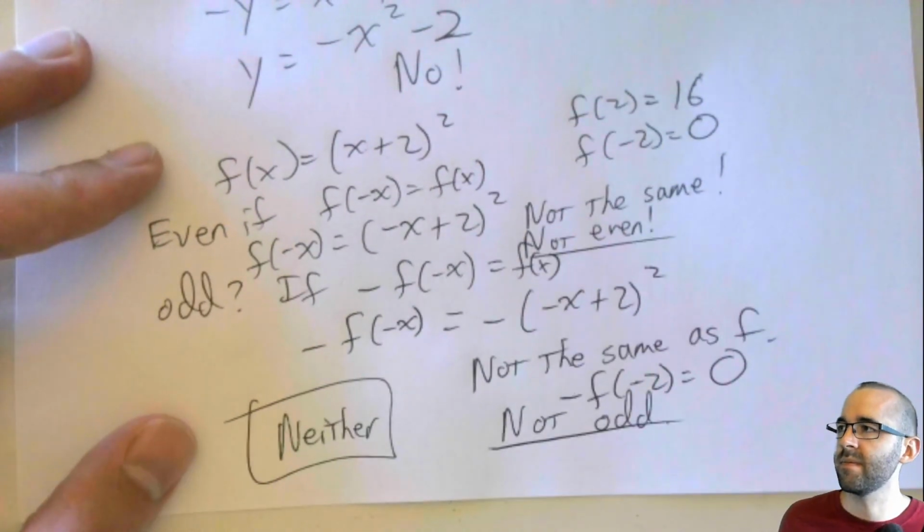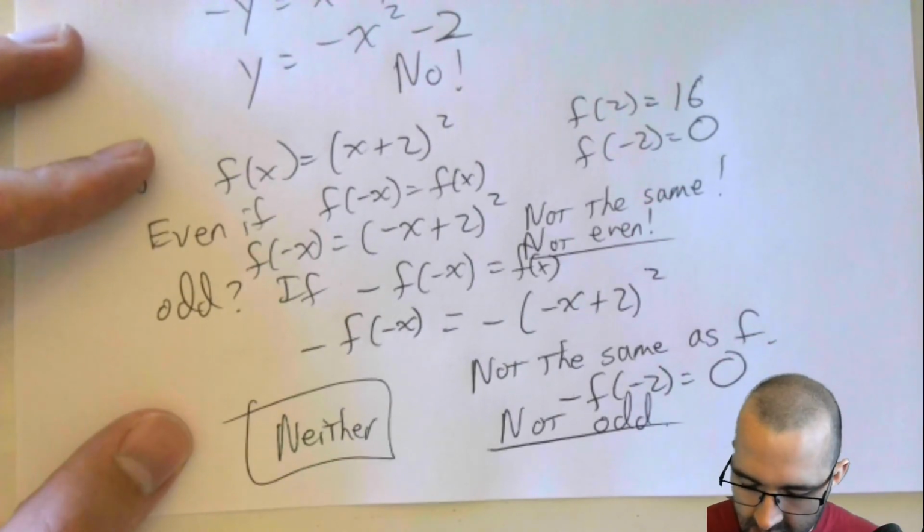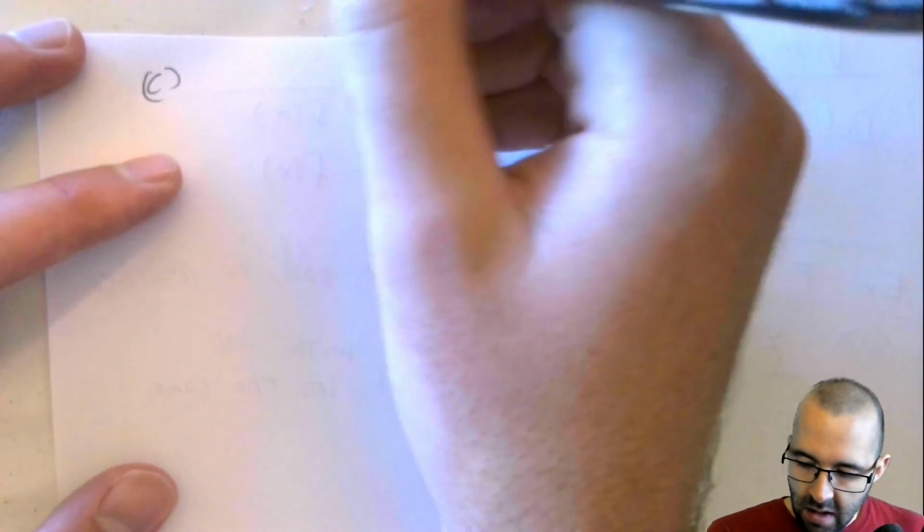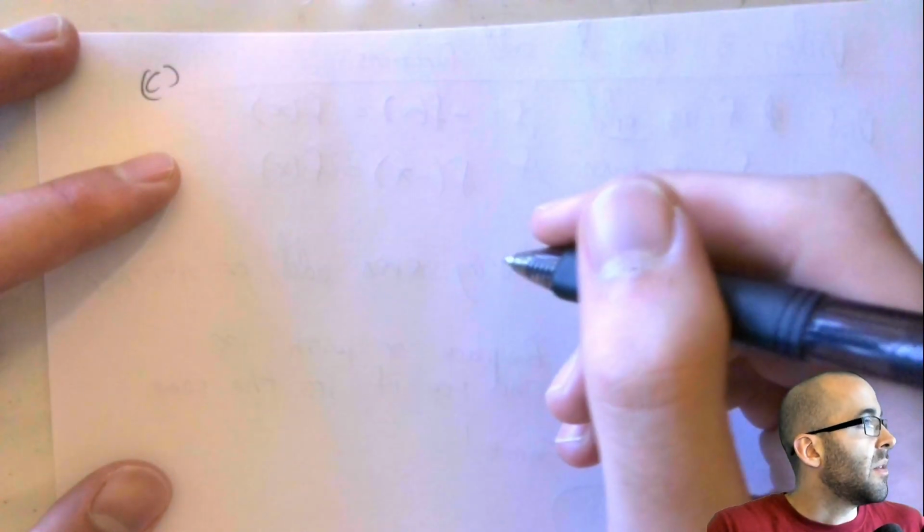Okay. Do 2 more of these. All right, part C. Goodness, the sun's going down. I don't usually record these so late.